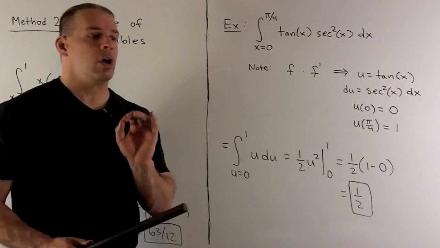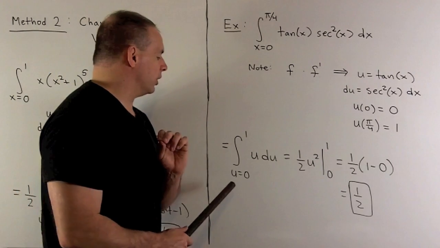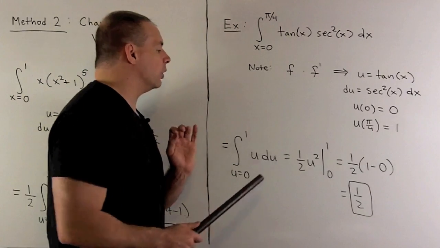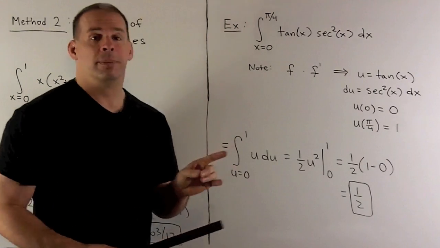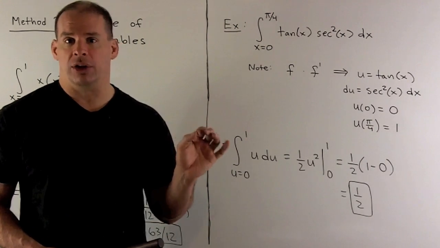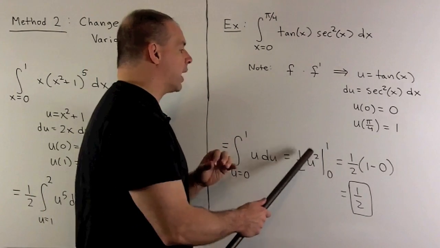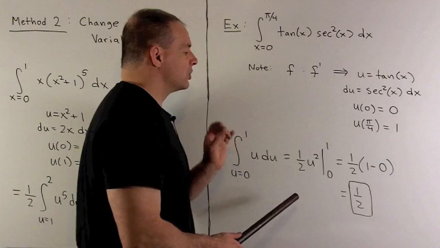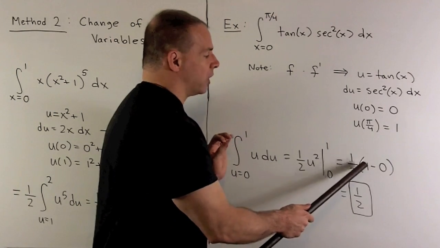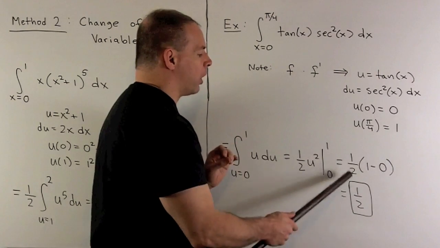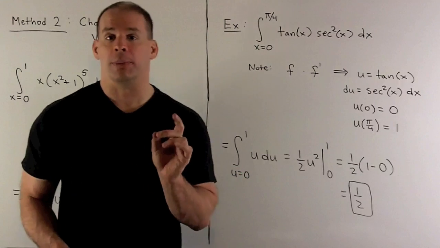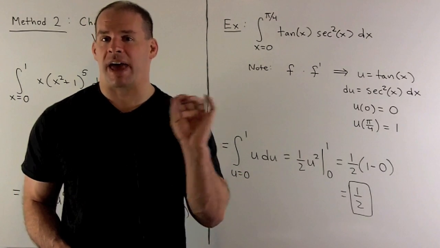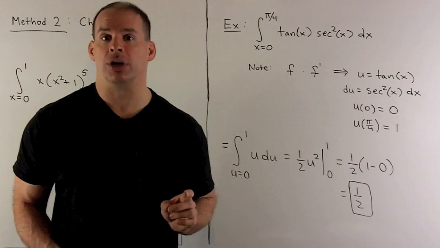So the new integral, in terms of u, is going to be a definite integral from 0 to 1 of u du. Now, the antiderivative with respect to u is 1/2 u squared. We're going to evaluate at 0 and 1 and take the difference. So I have 1/2, then 1 squared minus 0 squared just gives me a 1/2. You can check that work by putting everything back in terms of x, and you'll see that you get the same answer.